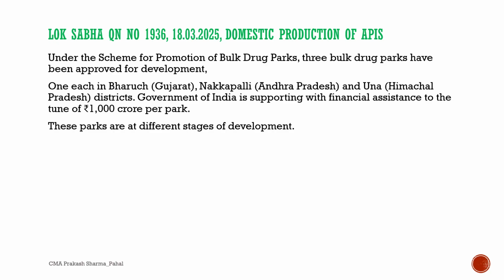Under the scheme for promotion of bulk drug parks, 3 bulk drug parks have been approved for development. One is in Bharuch, Gujarat, another in Nakkapalli, Andhra Pradesh, and Una, Himachal Pradesh. Government of India is supporting with financial assistance to the tune of Rs 1,000 crore per park. These parks are at different stages of development.